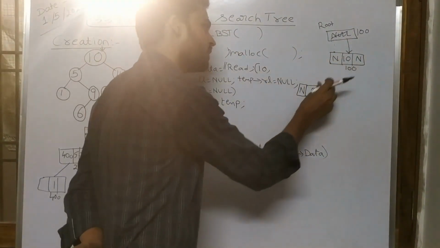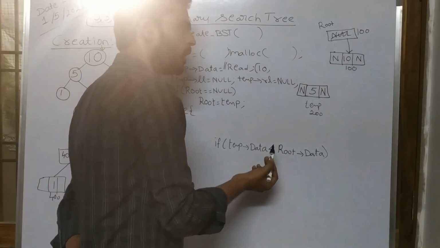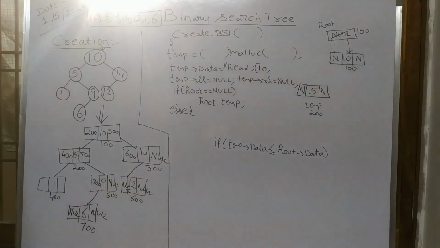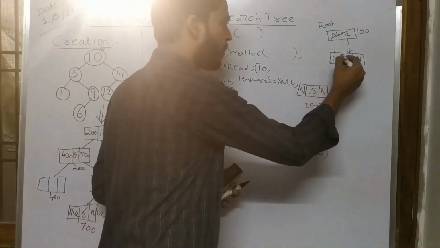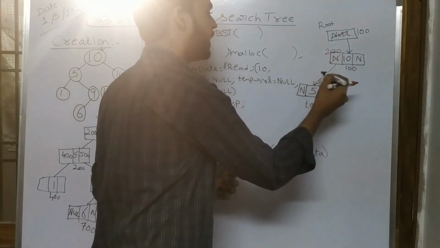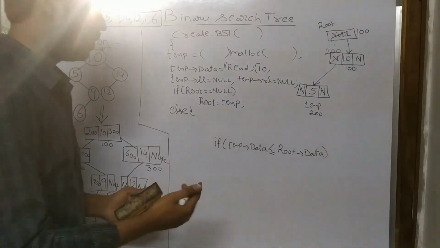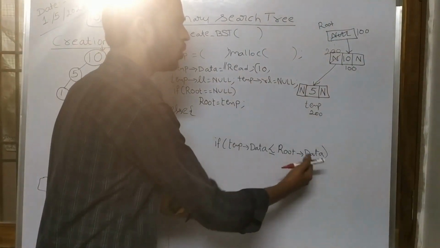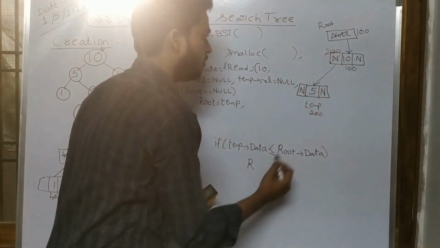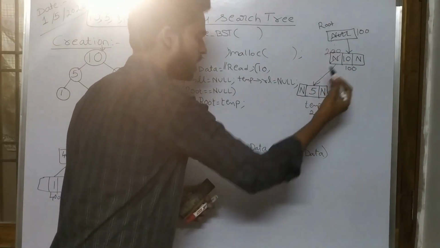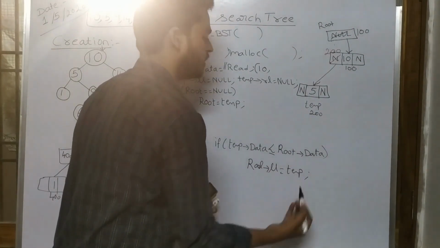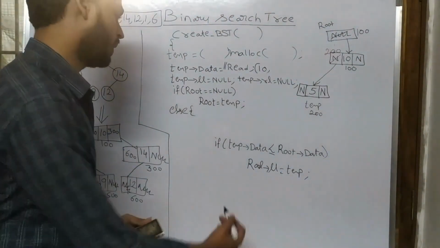If I want to insert to the left side of this node 10, what changes do I need to modify? I need to modify here, 200. If I modify here 200, it will be linked like this. So when temp's data is less than or equal to root's data, what can I say? Simply root's left link. So I can go to this location, right? Root's left link equal to, I can write 10. Left link equal to 10.